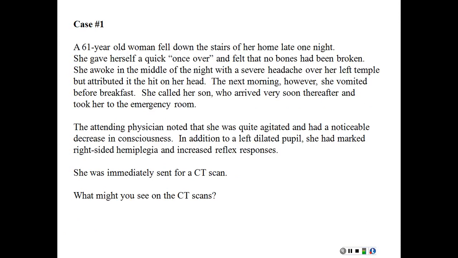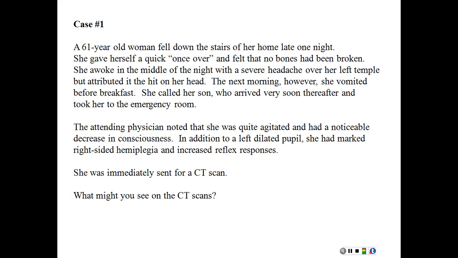Case number 1. Now, remember that my cases are all about neuroanatomy being clinically relevant. Okay? I'm not a clinician. I'm not presenting things in here that are well beyond my expertise. But what I want to convey to you is that the anatomy I've given you is all clinically relevant. All right? That's the important thing.